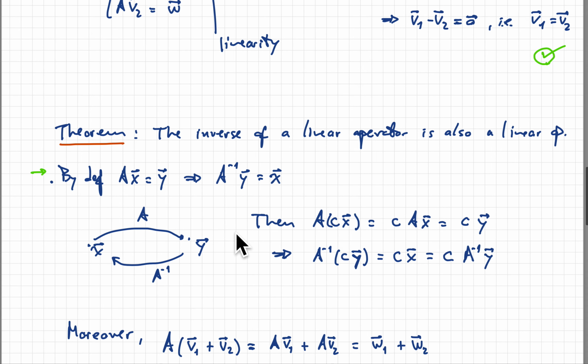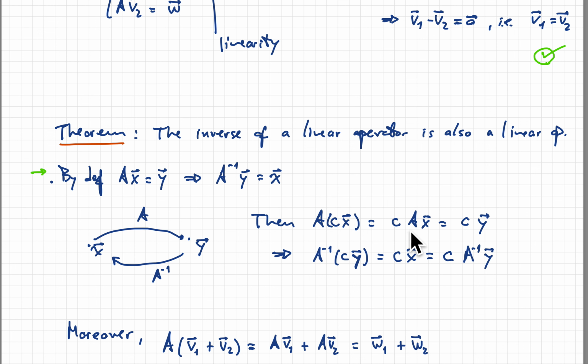We start with the simplest step to prove linearity of A inverse. If we apply A to a constant C times X, then the constant goes right through the operator. That's the property of linearity of A. And then we get C times A applied to X, and that's C times Y, because we assume that AX is equal to Y. And so A applied to C times X is equal to C times Y. But then this means that the inverse operator applied to C times Y is C times X.